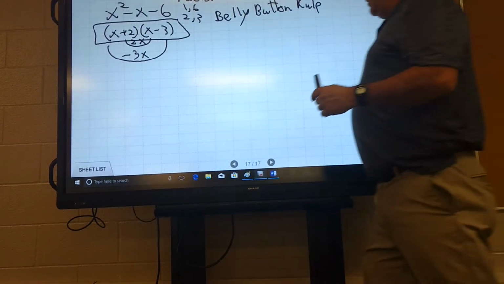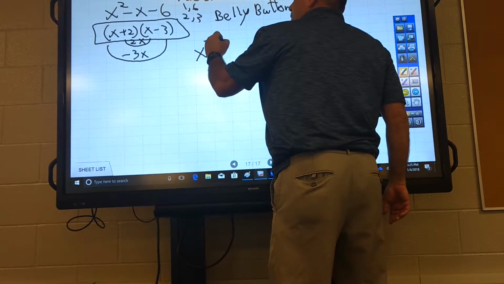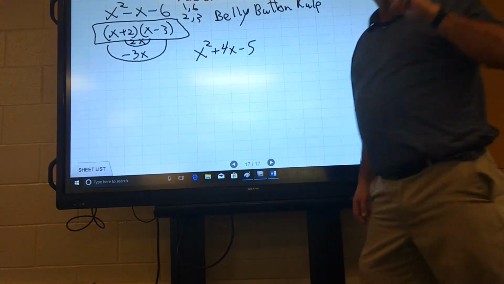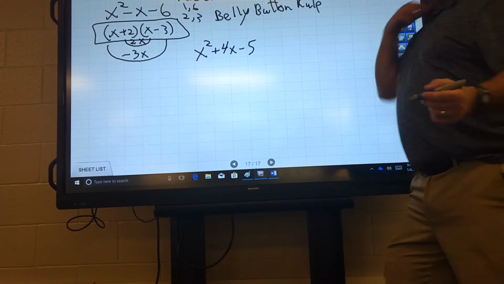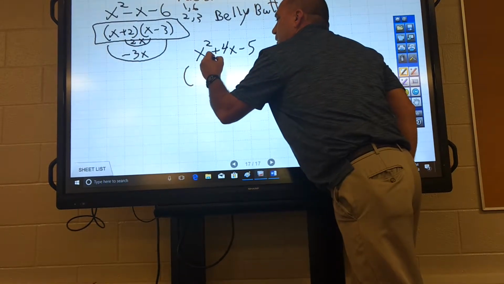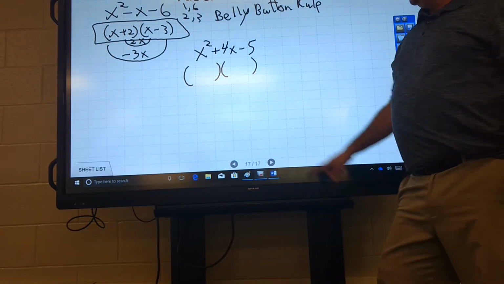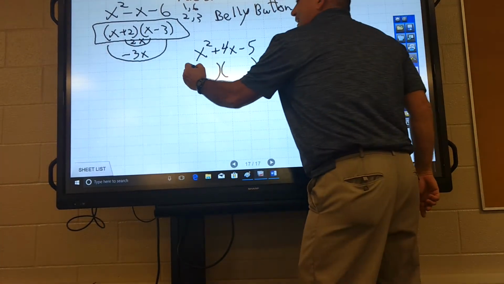So let's look at one more. Let's say x squared plus 4x minus 5. We're just asked to factor that. So again, just like all the rest of them, we're going to make 2 sets of parentheses. And what goes first? Well, they have to multiply together to give us x squared, so it's going to be x and x.